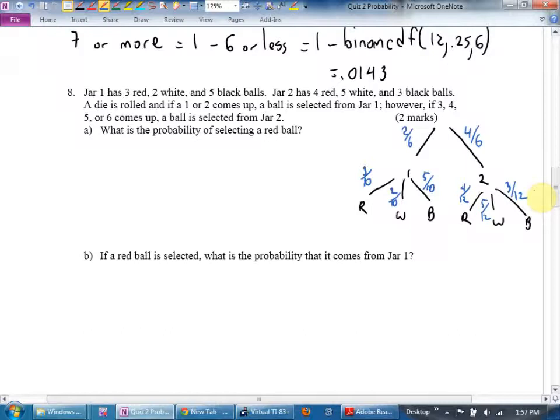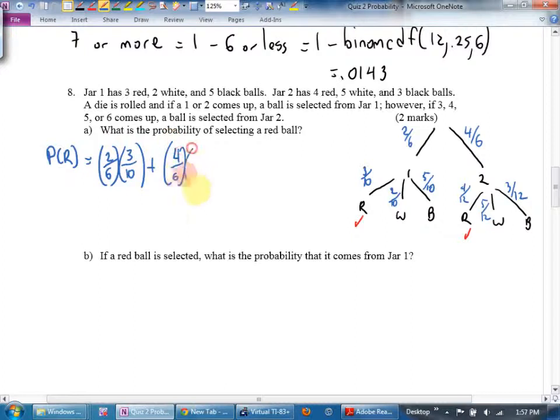Nick, what does A want me to find? You know what? Here or here. What does or mean? Multiply down, add across. So I think the probability of red is going to be 2 out of 6 times 3 out of 10 or 4 out of 6 times 4 out of 12.